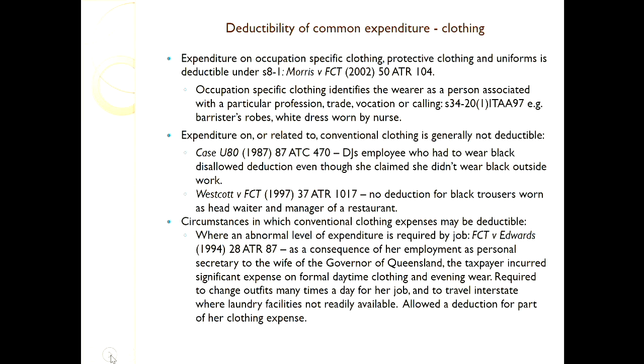Westcott and FCT. Now here you had a head waiter. He tried to claim a tax deduction for the black trousers that he wore at the restaurant. Again, he claimed, oh, he just doesn't wear black trousers outside the restaurant. Court wasn't interested. It was, well, it's the nature of that item. It is conventional clothing. It's not allowed as a tax deduction. But what they did allow him a tax deduction for was his abnormal dry cleaning expense. Because he was a waiter, there were constantly spills on the trousers, and he had a high dry cleaning expense. The court said he could have a tax deduction for the dry cleaning expense, but not for the cost of the trousers.